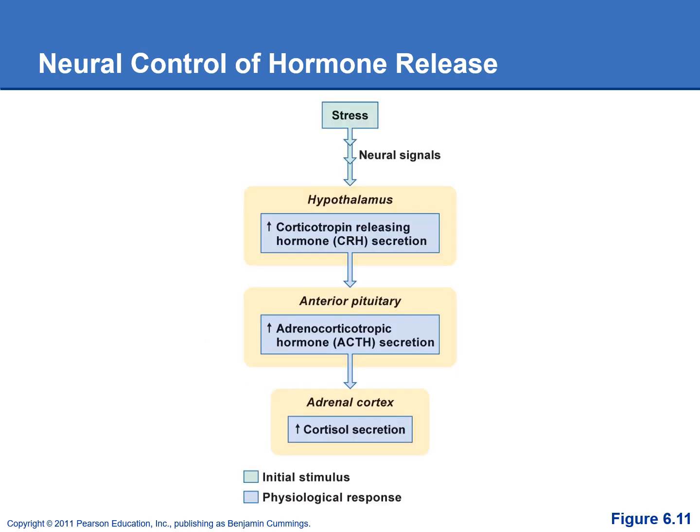Here's an example of neural control of hormone release. So we have stress that will stimulate the hypothalamus to release CRH, which will then go to the anterior pituitary, release ACTH, which then goes to the adrenal cortex to stimulate the release of cortisol to help you deal with the stress.